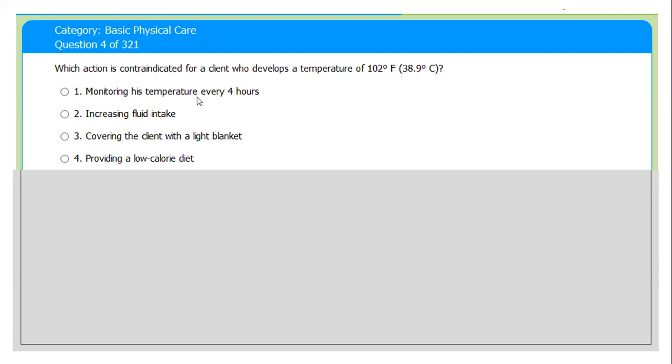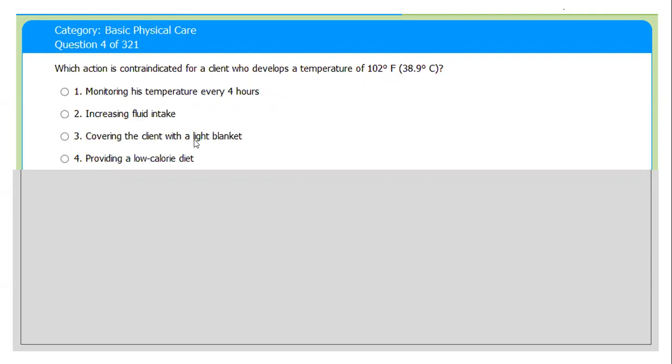So monitoring every 30 minutes is good, every 2 hours is good because vital signs are not stable. But if you monitor every 4 hours, it is not good, but it is not contraindicated. Maybe your agency policy says go for 30-minute interval, go for 2 hour interval. But if you follow 4 hours, it is not contraindicated. Increase fluid intake is not contraindicated. Fluid intake is good if you have a high fever.